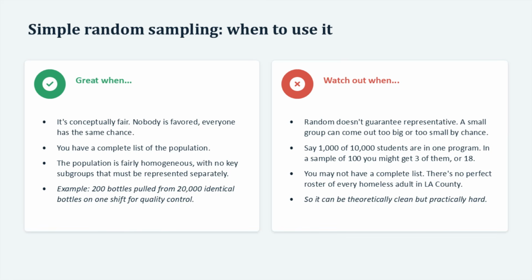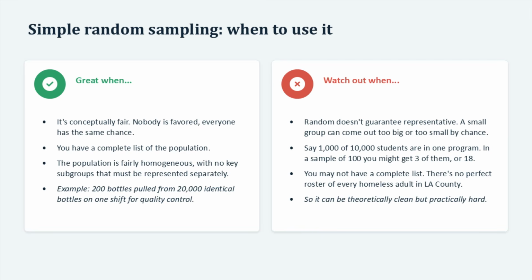First, when it works well. Simple random sampling is beautifully fair. Nobody is favored, and everyone has the same chance of being selected. It also works especially well when you have a complete list of the population, and when the population is fairly homogeneous. By homogeneous, I mean everyone is the same.